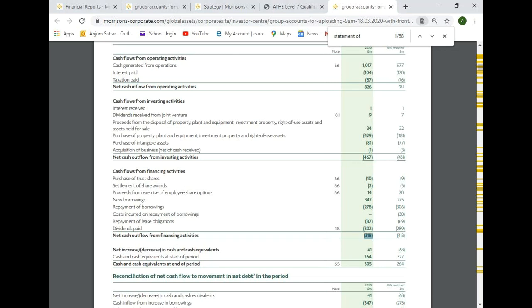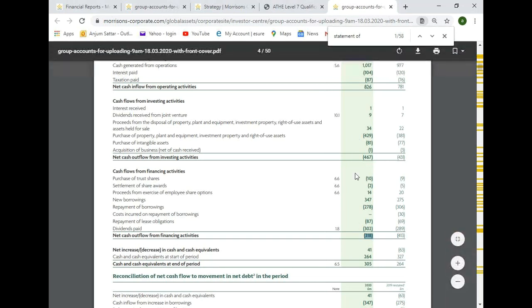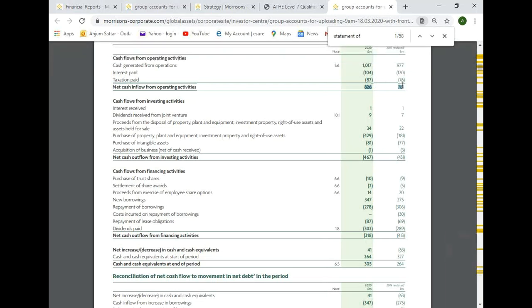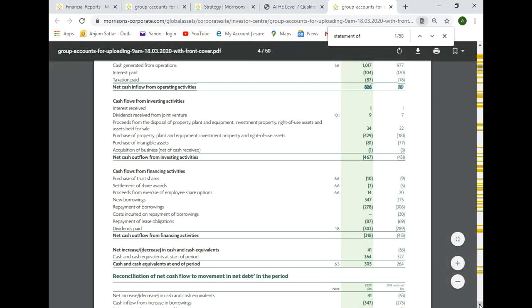Yes? Any question? If we look overall in all areas, last year the cash position was 264. Now this year the cash position is 305. So there's an increase. Where did they increase? They increased under operating activity, which is their normal business. So that is a good sign for the business.